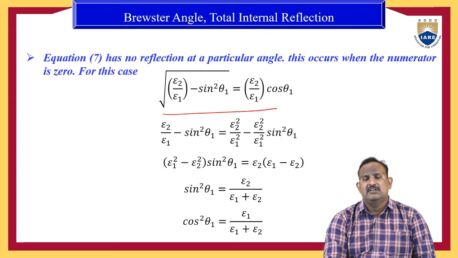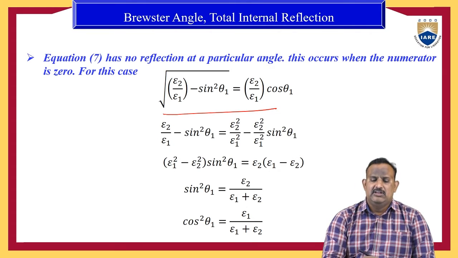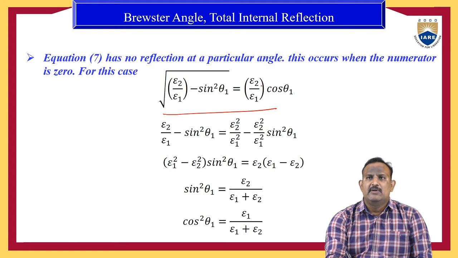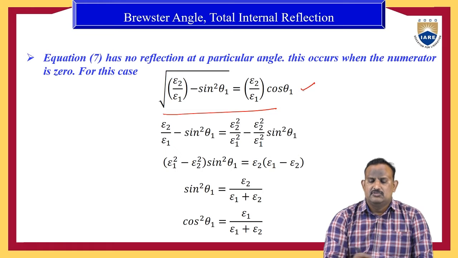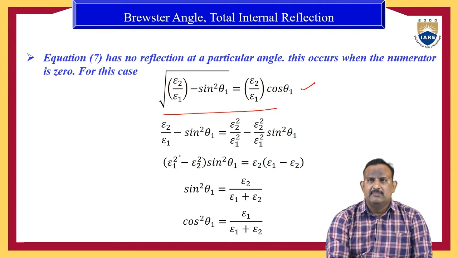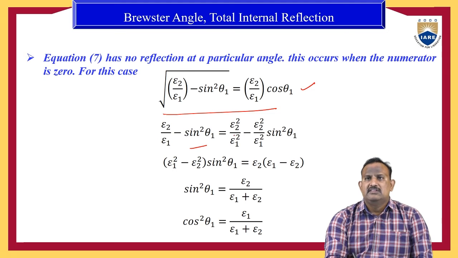The numerator of the equation is root of epsilon 2 by epsilon 1 minus sine square theta 1, which is equal to epsilon 2 by epsilon 1 into cos theta 1. If we equate the equation to 0, we have the expression like this. Then if you simplify the equation, square on both sides, and equate the terms, it is epsilon 2 by epsilon 1 minus sine square theta 1 equal to epsilon 2 square by epsilon 1 square minus epsilon 2 square by epsilon 1 square into sine square theta 1.